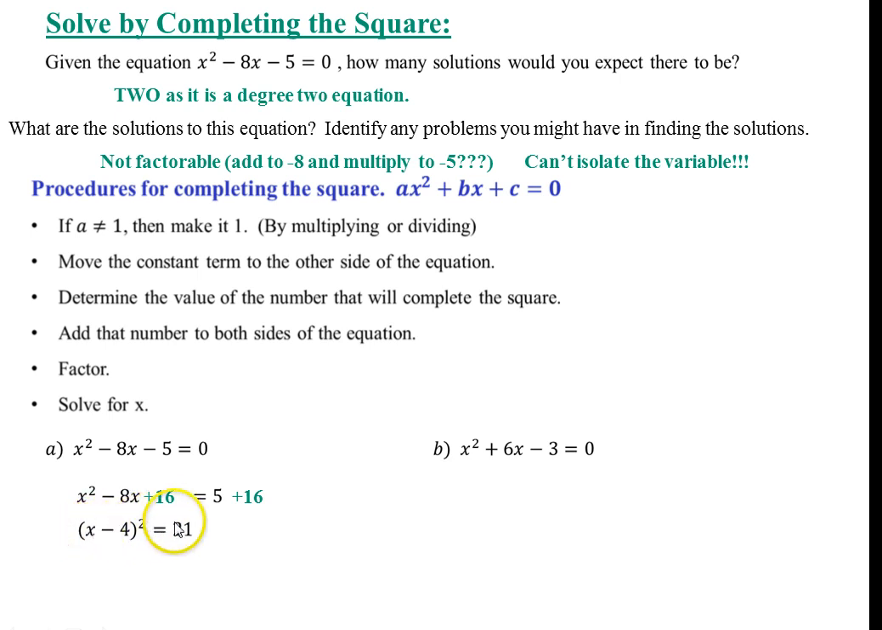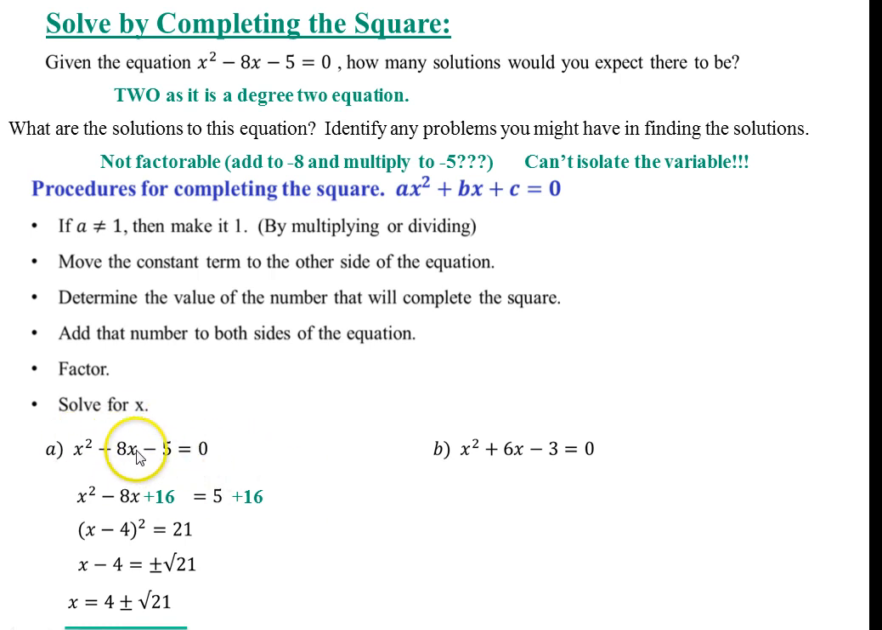Now I've only got one variable here. I can take the square root of both sides. So x minus 4 would equal plus or minus the square root of 21. And I could add 4 to both sides to solve for x. So x would equal 4 plus or minus the square root of 21. We have now solved for x in this equation.